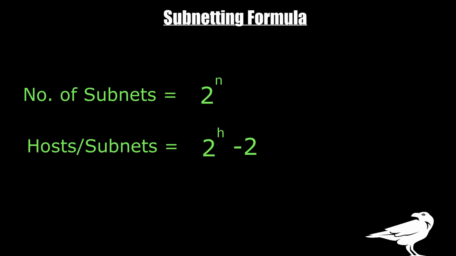So, quick recap: number of subnets, 2 to the power of n. Number of hosts per subnet, 2 to the power of h minus 2. And the increment is 2 to the power of i.